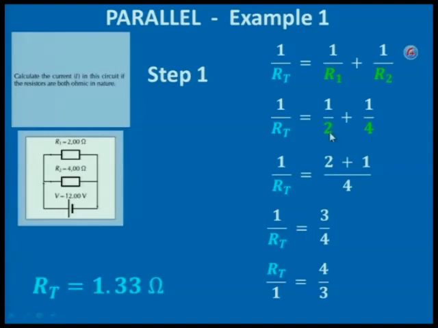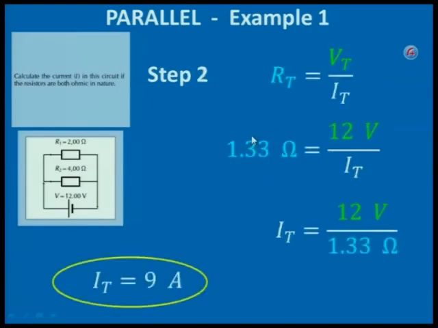4 is the higher one, so you multiply 2 by 2 to get to 4, and what you do at the bottom, you should do at the top. 1 times 2 is also 2. So that gives you 2 plus 1 over 4, which is 3 over 4. Now, very important, 1 over RT is 3 over 4, but we don't want 1 over RT. We want the total resistance. So now you have to switch your equation bottom to top. That gives you RT is equal to 4 over 3, which is 1.33 ohms.